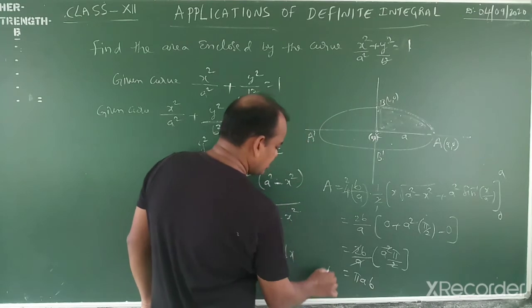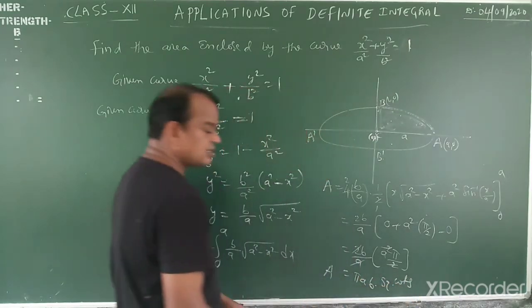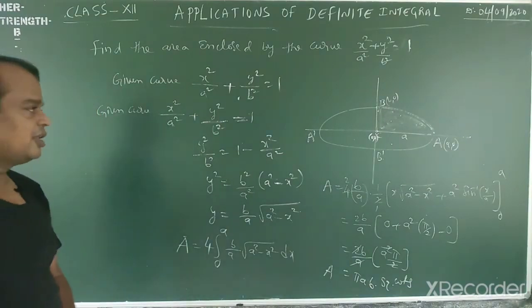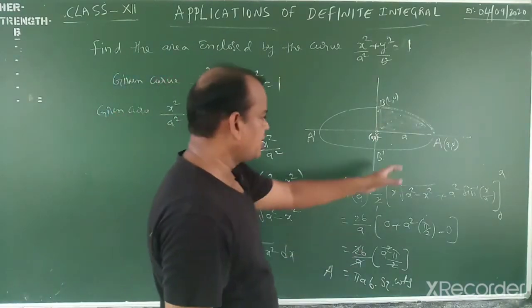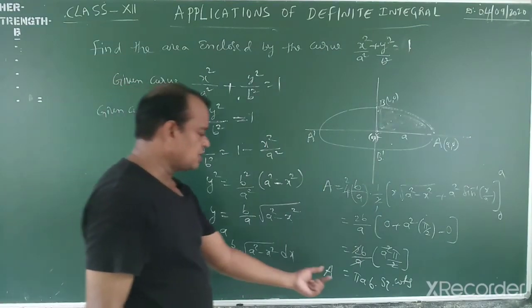Pi ab, that is equal, a is equal pi ab square units. Also, from the examination point of view, if you are asked to find the area in the first quadrant, you cannot take the 4. We cannot take the 4. What is the answer going to be?